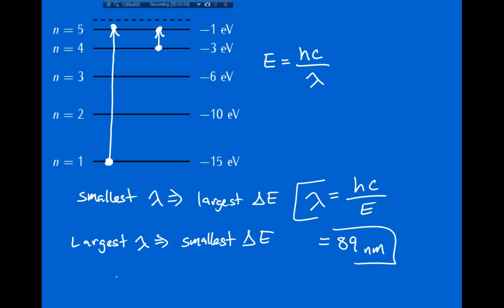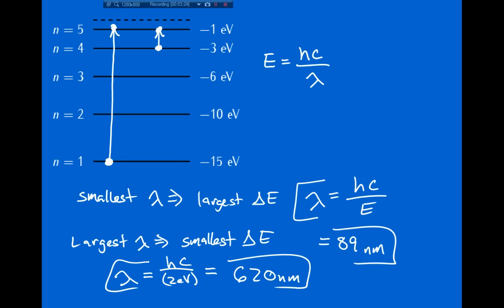So once again, we'll use the same formula. The wavelength is equal to Planck's constant times the speed of light, and this time we're dividing it by 2 electron volts. And again, if we plug these numbers into a calculator, we can see that this wavelength is going to be equal to 620 nanometers. So that's the largest wavelength of light that this atom could absorb.